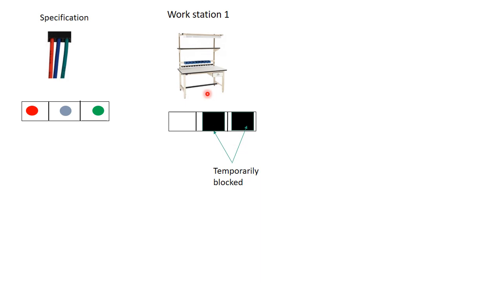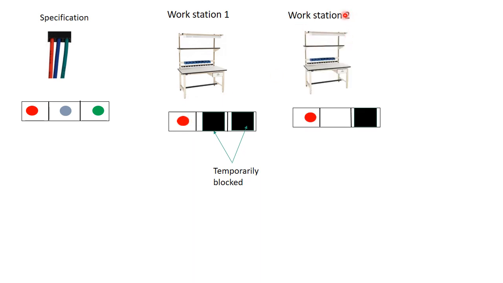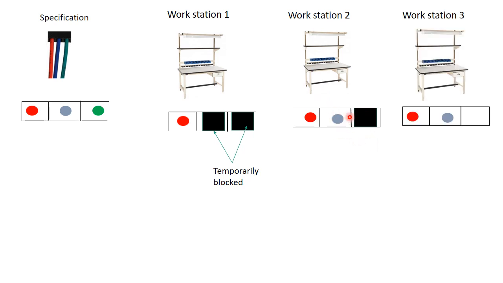Now let us see how we can improve it further. At workstation number 1, cavities number 2 and 3 have been temporarily blocked, and the operator puts the red cable in the first slot. This is moved to workstation 2, where the red is already put and the third one is already blocked. The only choice is to put the blue cable in the second slot. Again it moves to workstation 3. Here, red and blue are already fixed from the previous stations, so the only chance is the third cavity.